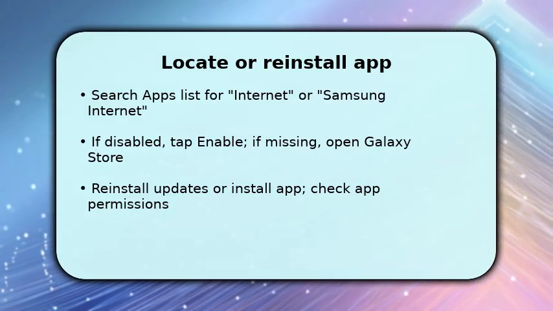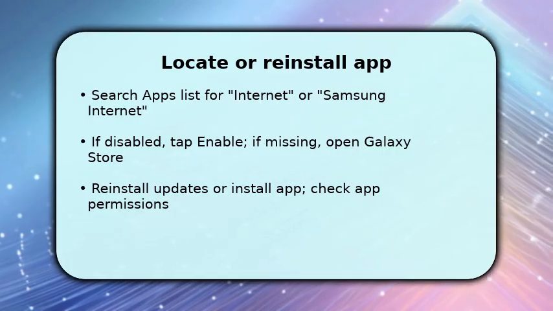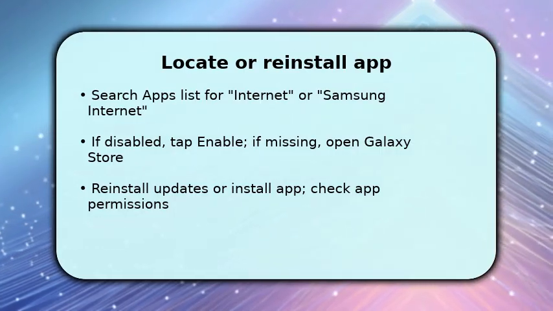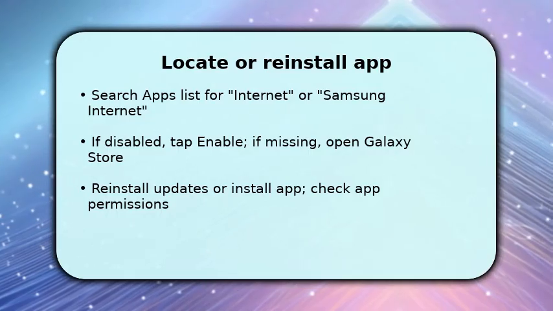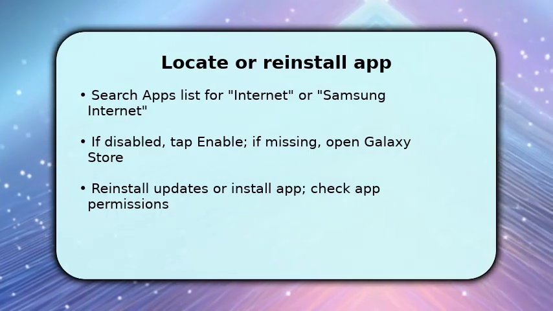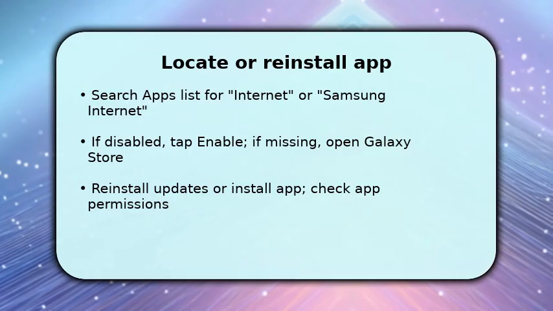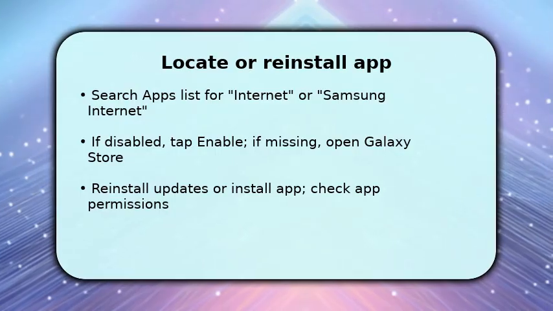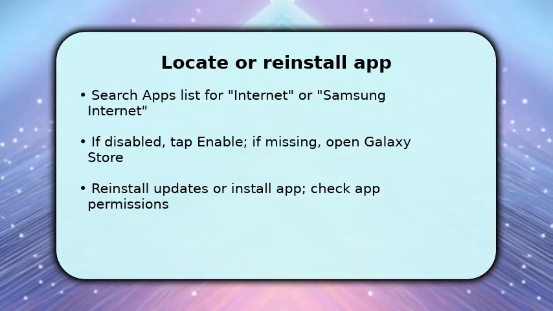If it's missing, open Galaxy Store, search Samsung Internet, and tap Install. You need network access for this. Make sure to reinstall updates afterward and check permissions so bookmarks and sync work. If you rely on Samsung Cloud or Samsung Account Sync, sign in to restore previous data and tabs. Finish by placing the app where you want it.